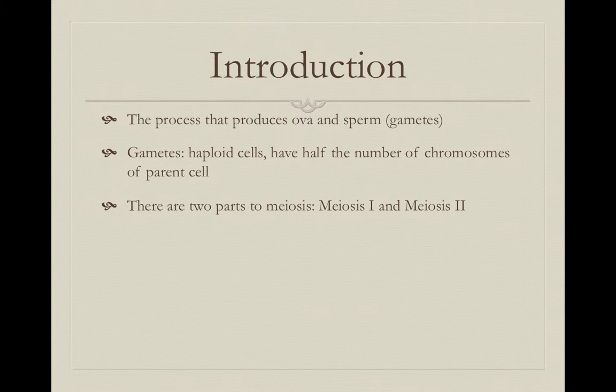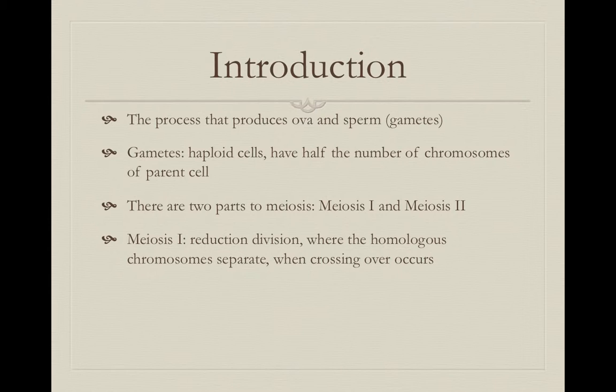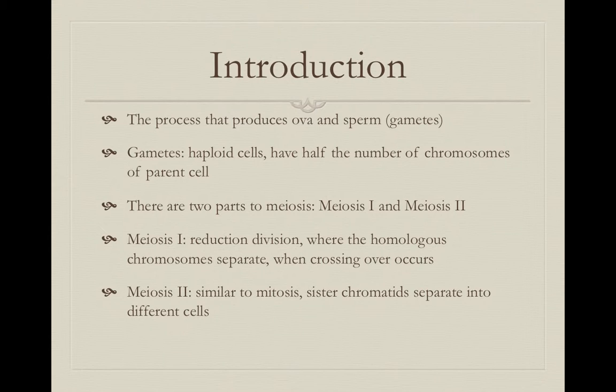There are two parts to meiosis: meiosis 1 and meiosis 2. Meiosis 1 is the part that's different from mitosis. It's reduction division, where our homologous chromosomes separate, and this is when crossing over occurs. I'll go into more detail as to what happens in meiosis 1. Meiosis 2 is very similar to mitosis. It's just the separation of two cells, where the sister chromatids separate into different cells.